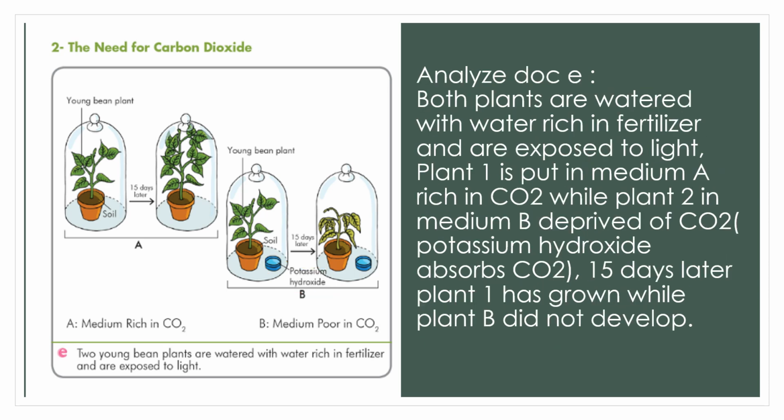Analyze document E. Both plants are watered with water rich in fertilizer and are exposed to light. Plant 1 is put in medium A, rich in carbon dioxide, while plant 2 is in medium B, which is deprived of CO2. Potassium hydroxide absorbs CO2. 15 days later, plant 1 has grown while plant 2 didn't develop.